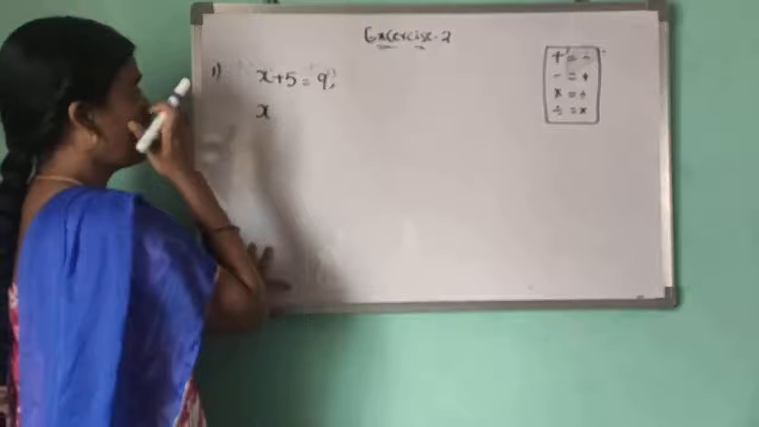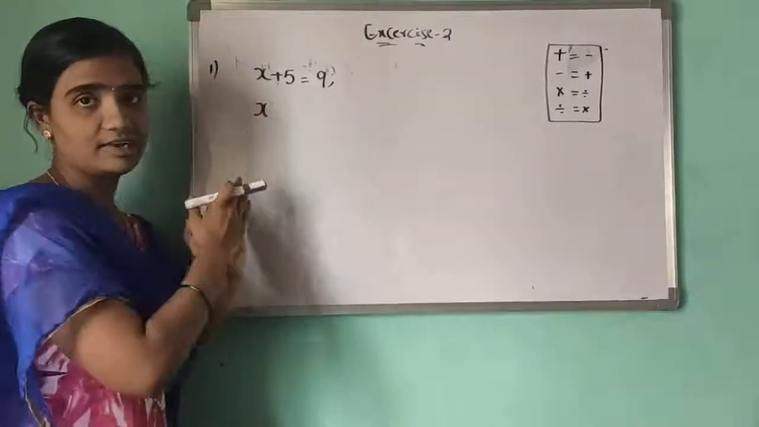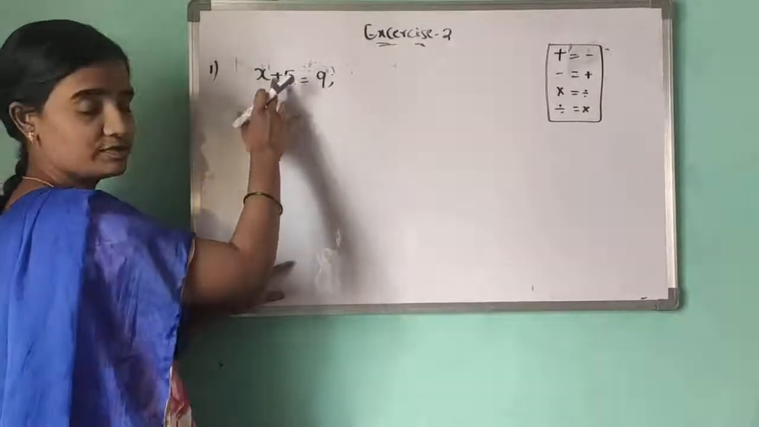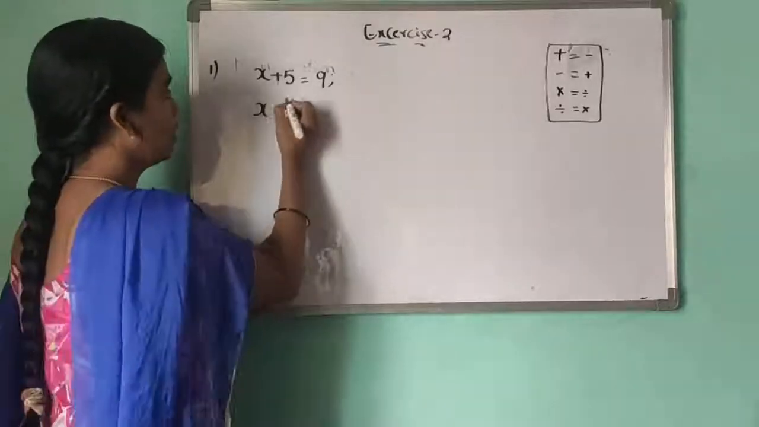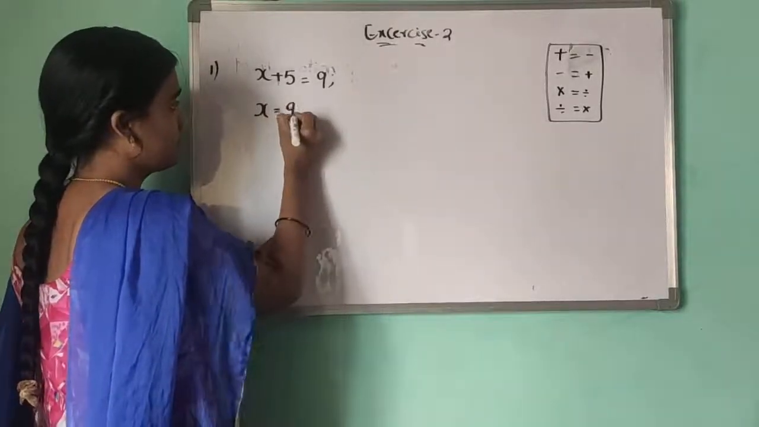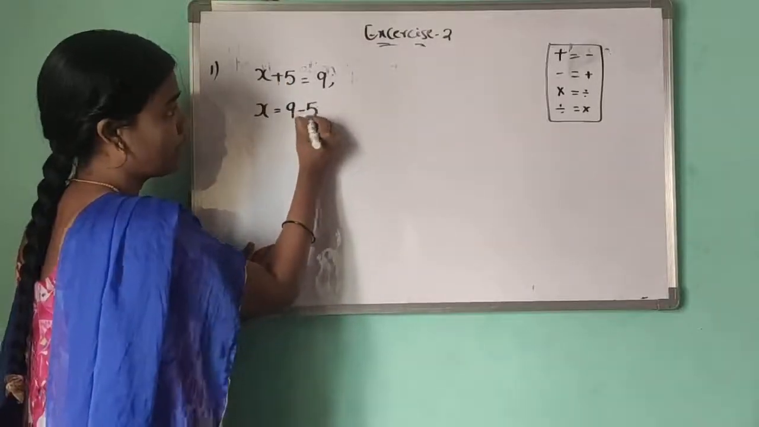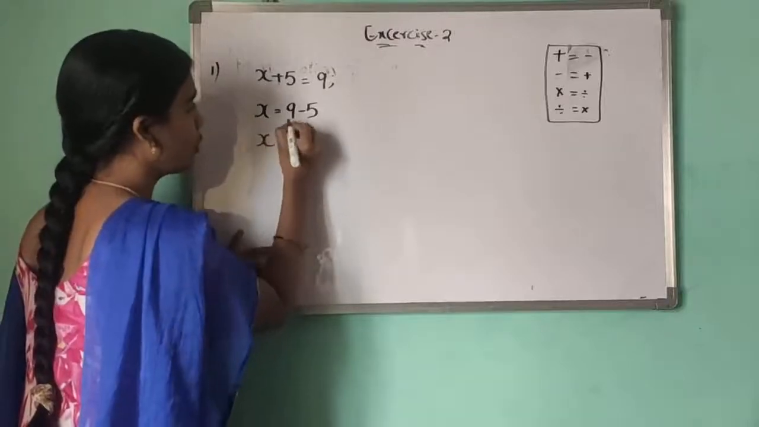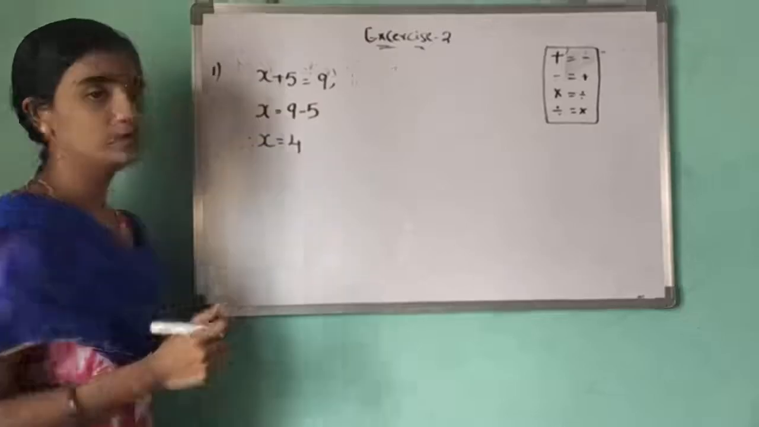Here plus 5 is there. Plus 5 is on the left hand side, right? It will move to the right hand side. We have to change the sign to negative, that means subtraction. So 9 stays the same, and plus 5 becomes minus 5. So 9 minus 5, right? So x equal to how much? 9 minus 5 is 4. So x value equal to 4.